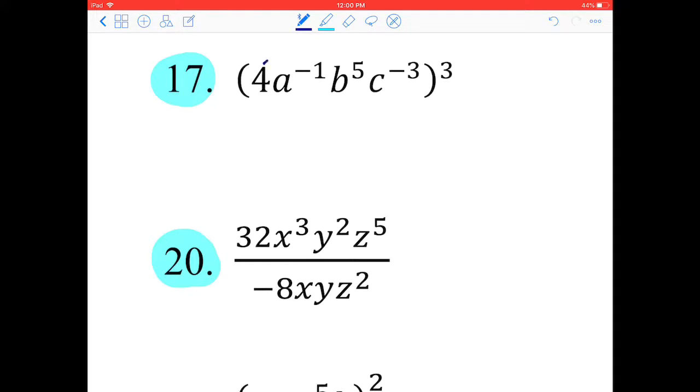So 4 cubed, 16 times 4. Sorry, I should know this. 24. 64.